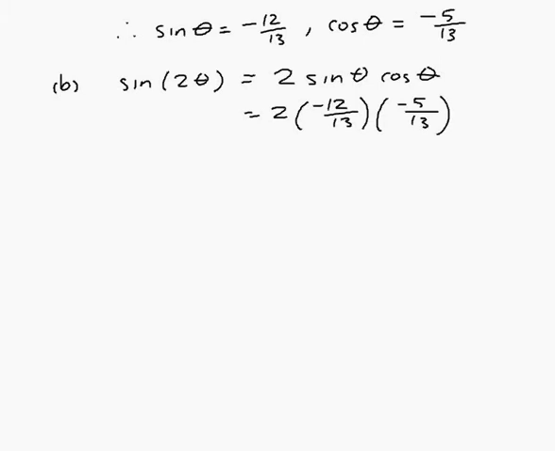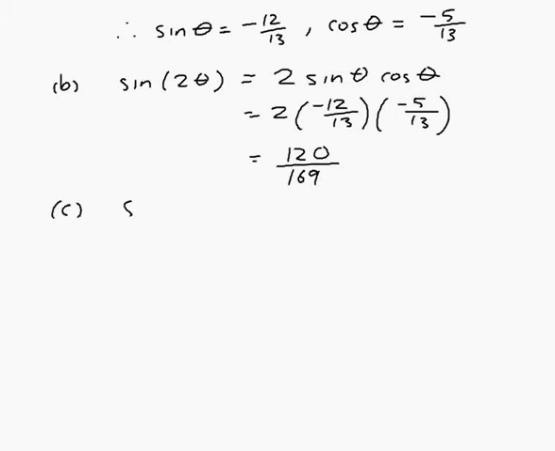So multiplying the top, 2 times minus 12 times minus 5, the negatives will cancel, so I'll get a positive. 2 times 5 is 10, and 10 times 12 is 120. And the bottom will be 13 squared, which is 169. So that's my answer for sine 2 theta, which is positive, as I knew it would be because of where 2 theta is. Excellent. Let's do part C.